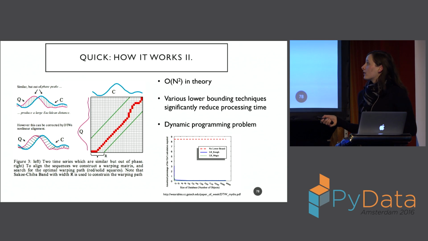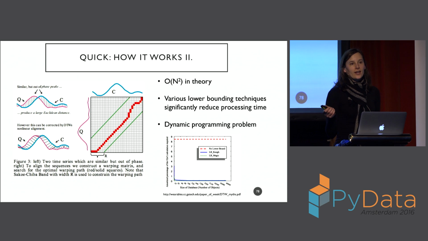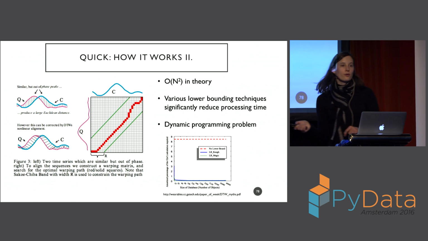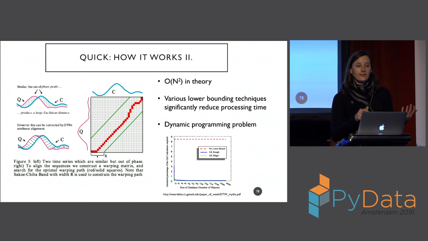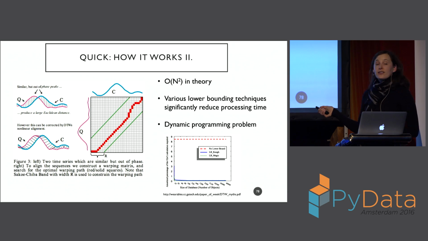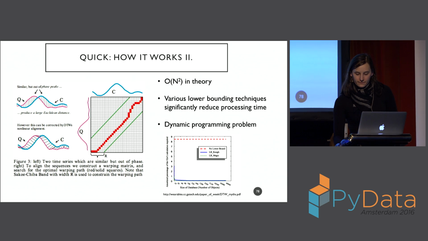The way you do this is you compute a distance matrix of each point against each point. You put in some sort of common sense band, and then you find your minimum distance path through that matrix. This is a dynamic programming problem for those of you on the programming side. Not terribly difficult, but it can be computationally taxing. In theory, it's order n squared. In practice, even if you don't put in a lower bound, you're only at about 10% of n squared, and more often at like 1%.